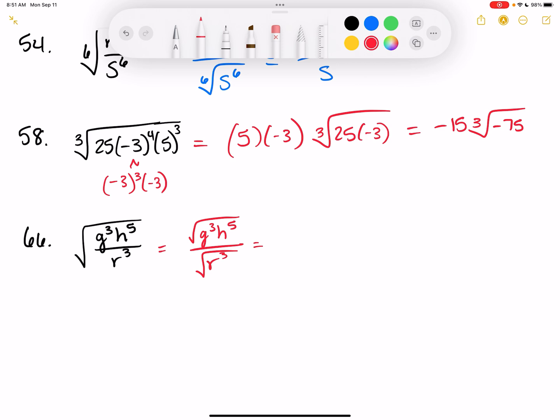Is it g and then h to the 3rd? Not 3. 2. 2. And then what does that leave you with inside?